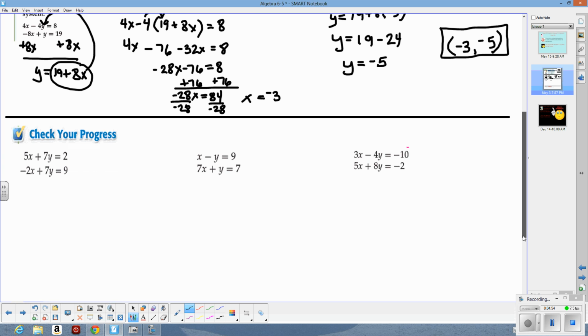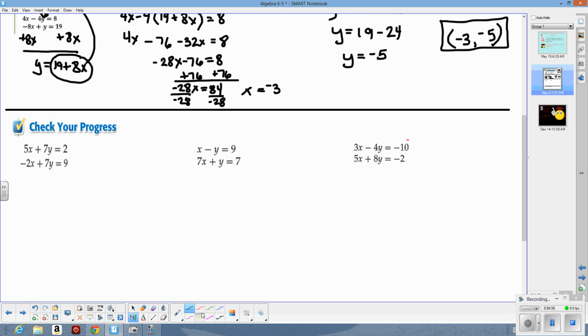You may want to pause the video and try these next 3 on your own. In our first example, this one right here would be a good time to use elimination by subtraction because we have coefficients that are the same. So if I subtract the second equation from the first, 5x minus a negative 2x, that is really going to be plus a positive, so that's going to be 7x. And then 7y take away 7y is 0y. And 2 take away 9 is negative 7.